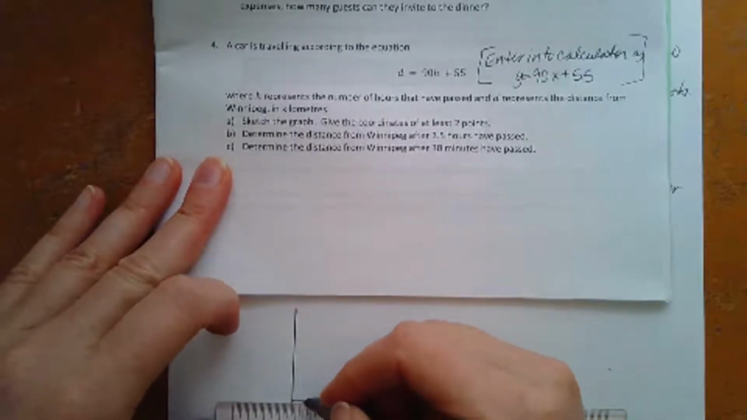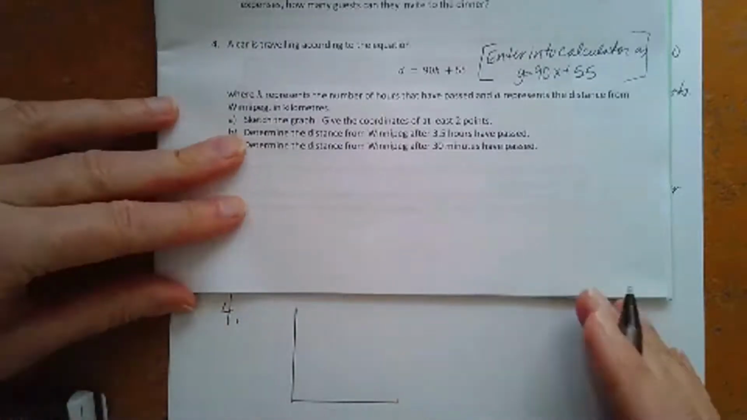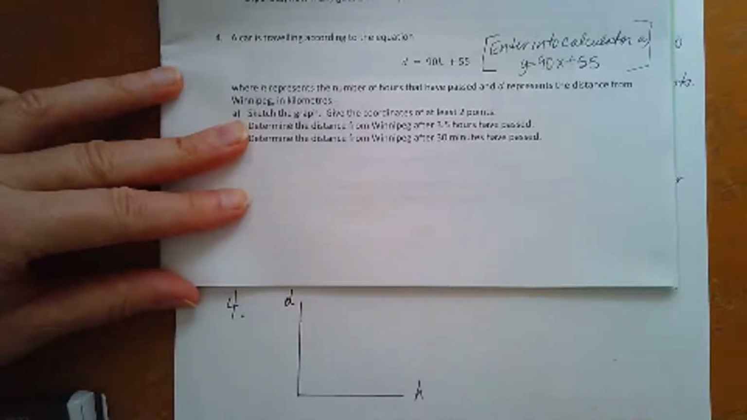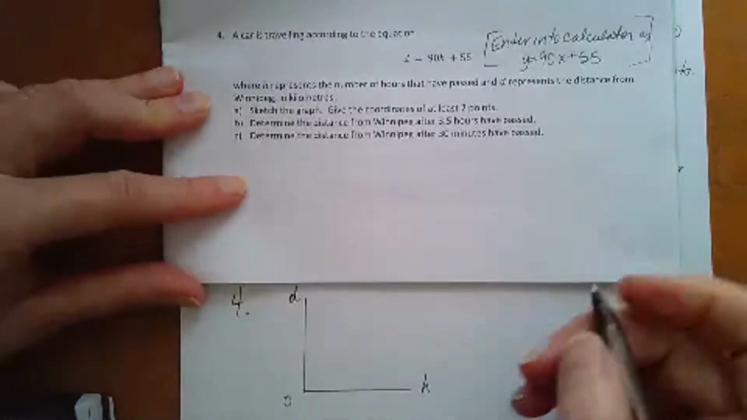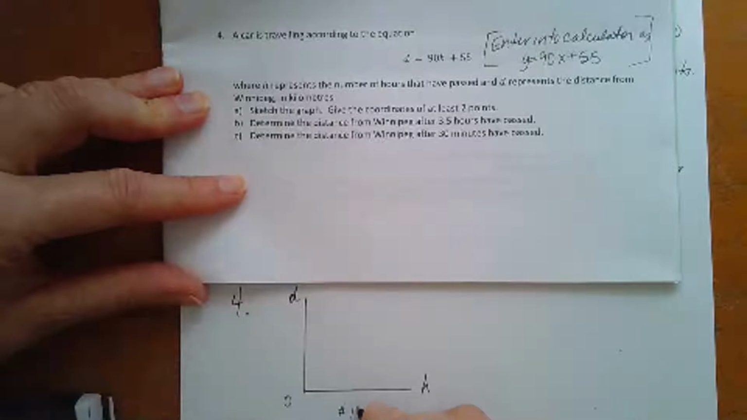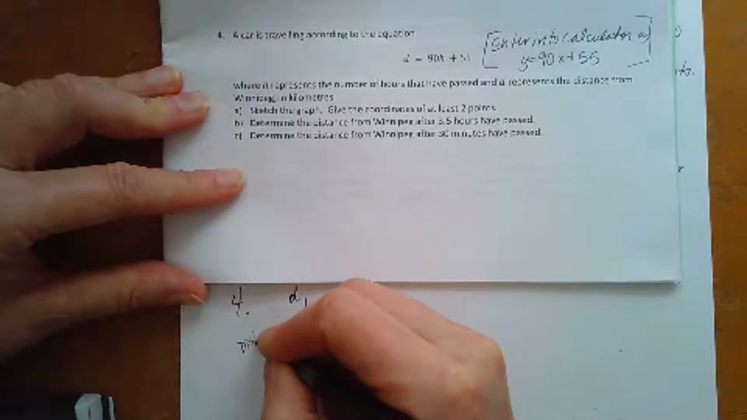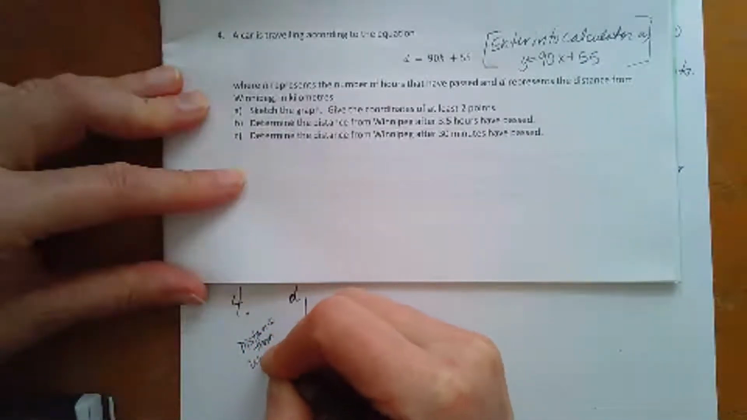Now let's see. This time, your y-axis is going to be called D and your x-axis H. This is a quadrant 1 graph again because we're talking about time and distance. So H is number of hours, and D is distance from Winnipeg in kilometers. Distance from Winnipeg.